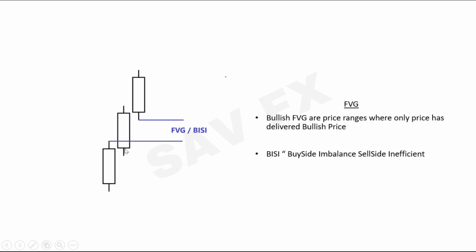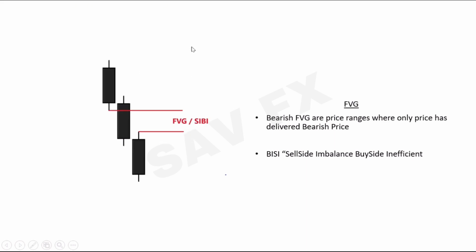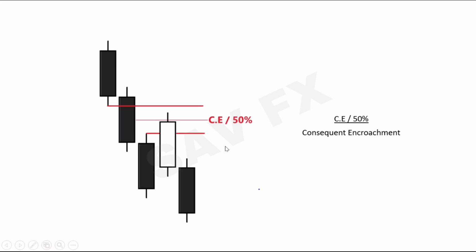And what does price tend to do? It tends to draw back into the range to rebalance this range and then react off it, right? Same way with a bearish fair value gap, which is a SIBI. Fair value gap, SIBI: sell side imbalance, buy side inefficiency. Only sell side was delivered within this range. Price potentially tends to draw back into the inefficient range, and then reacts and continues going lower if you have a bearish bias, right?